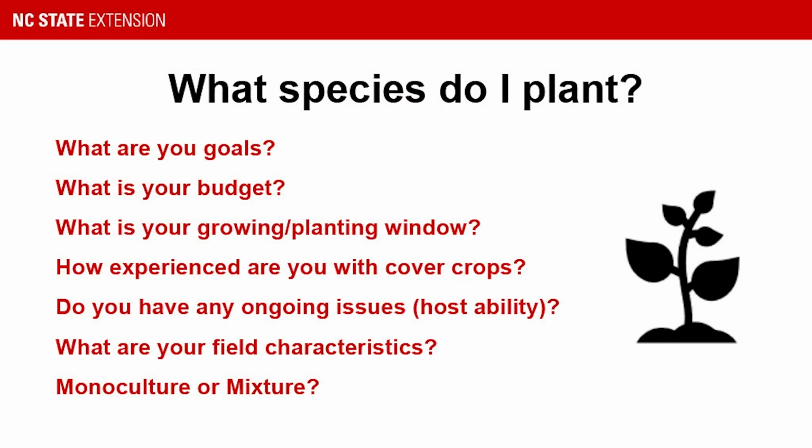And then lastly, monoculture or mixture. Mixtures are certainly growing in popularity. A lot of reason for this: multiple benefits at once, maybe additional benefits at once, more diversity overall. That's all great. That being said, we have seen from a lot of studies that a well-performing monoculture can accomplish a lot, especially if you have a pretty limited set of goals. Say you're primarily focused on weed suppression. A monoculture cereal rye might be a better bet than a mixture for you. So no right or wrong answer there, just something to consider.